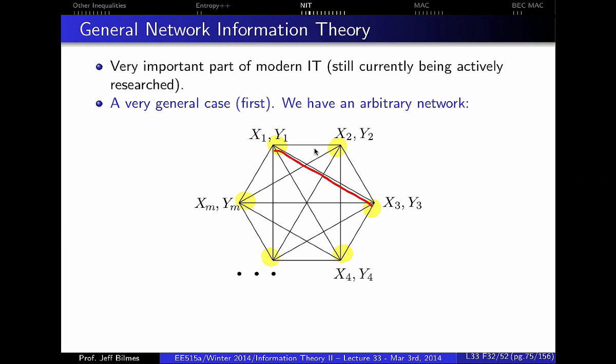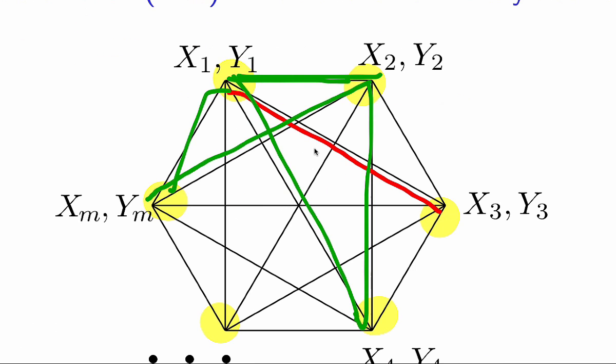Or a sender might send a message indirectly to a receiver. For example, let's say that X1 wants to send to X4 and XM, so it first sends to this node and then to these two nodes, in addition to sending directly, because maybe these other links are bottlenecks. So maybe you can increase the rate of X1's messages by going through this path and this path simultaneously. So you need to somehow jointly code.